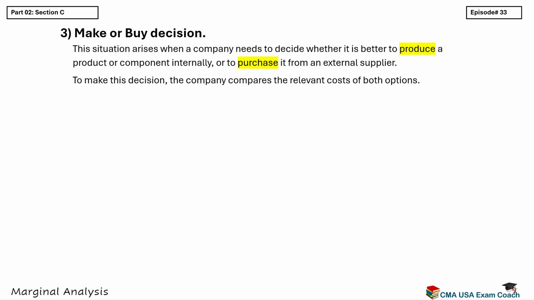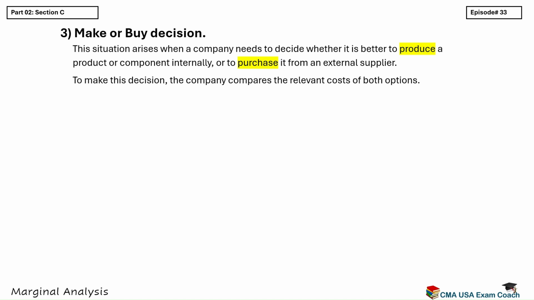On one side, we have the external relevant cost, which is usually the purchase price quoted by the supplier, plus any additional costs related to buying, such as shipping or handling fees. On the other side, we consider the internal relevant cost of making the product. This typically includes all avoidable costs, which are costs that the company can save if it stops producing internally. These avoidable costs usually include variable costs, like materials and direct labor, and also any avoidable fixed costs, such as certain factory overheads that can be eliminated. By comparing these relevant costs, management can decide which option is more cost-effective.